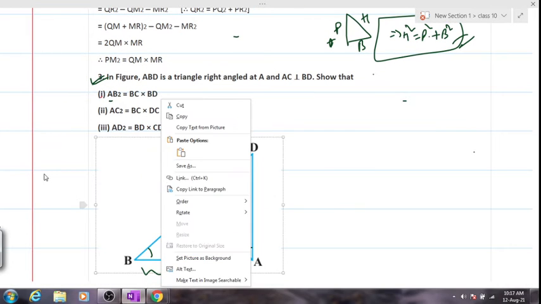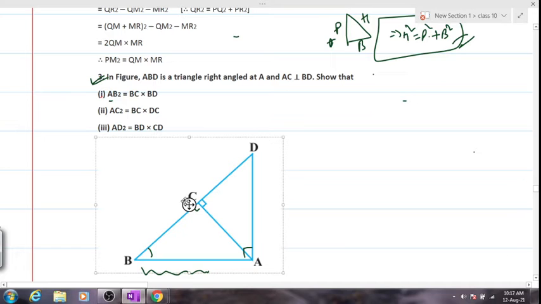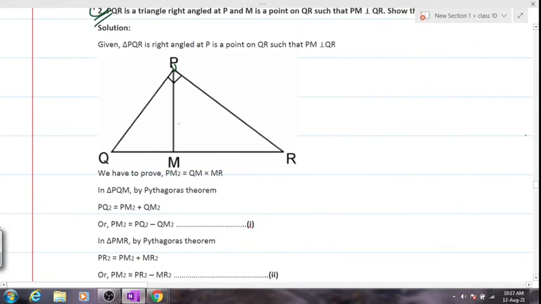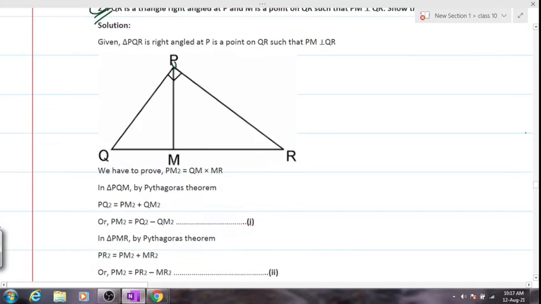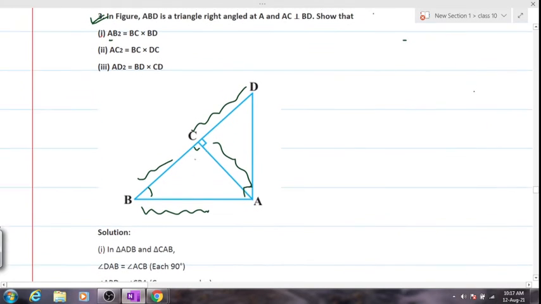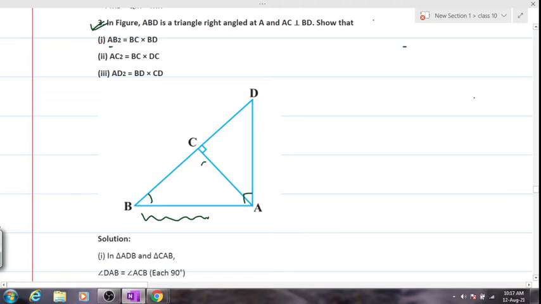The second thing we see out here is AC square is equal to BC into DC. Now yesterday we had done a similar kind of numerical. Look, altitude square. See, altitude square was equal to this into this. Yes or no? Same thing they are saying out here: altitude square is BC into DC.